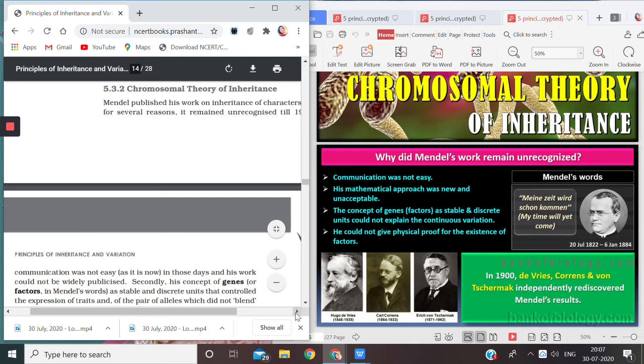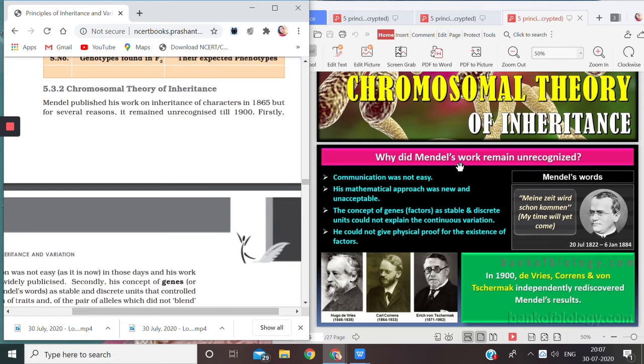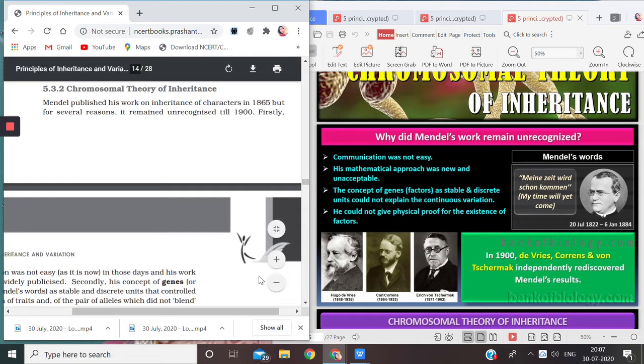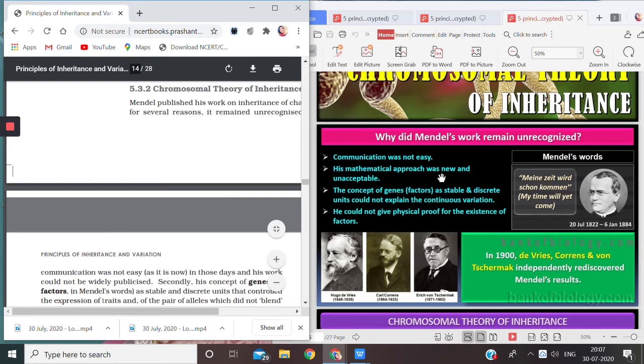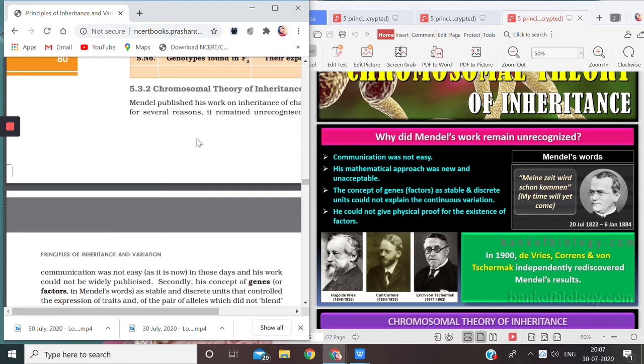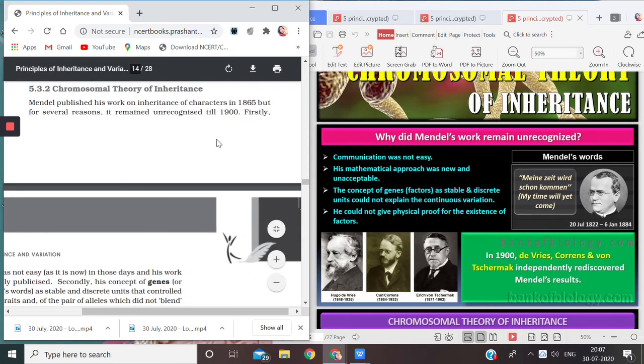Now the question that arises here, children, is why did Mendel remain unrecognized, or why was his work not recognized for years, even though today we call him the father of genetics? Why is that? This question generally comes, and here in your NCERT they have given a few lines. You can underline and mark the reasons. Firstly, they start from here. So this is your first point, why Mendel's work remained unrecognized.